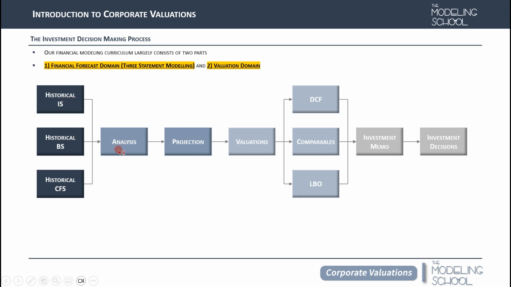So in summary, we analyze the historical financial statements. We use these to make financial projections. We base our valuations on those projections, and then create an investment memo, and we reach investment conclusions. So this process constitutes the investment decision-making process. In our 101 course, we focused on learning financial analysis and projections. And in the upcoming 201 courses, we will dive into valuation.